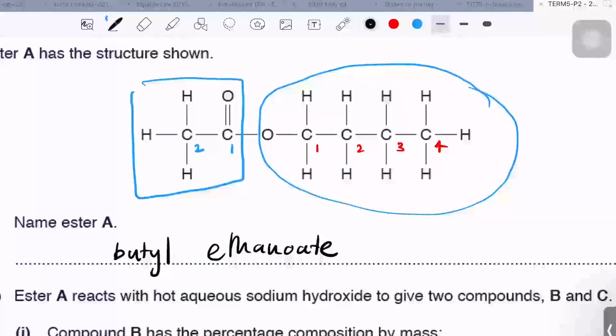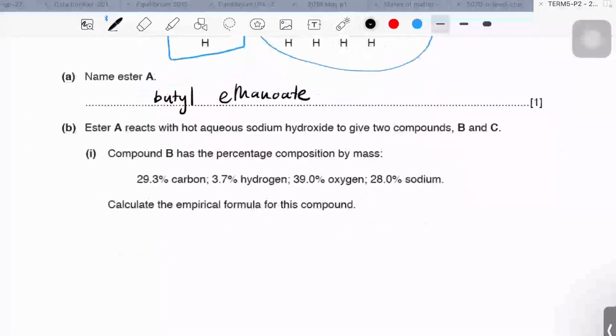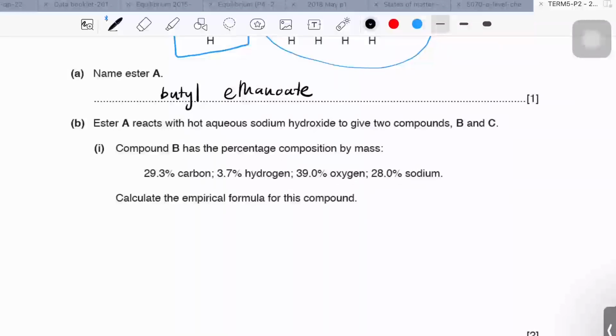Butyl ethanoate, right. Right, let's go to the part B. Ester A reacts with hot aqueous sodium hydroxide to give compound B and C. Compound B has percentage composition by mass: carbon 29.3, hydrogen 3.7, oxygen 39.0, sodium 28.